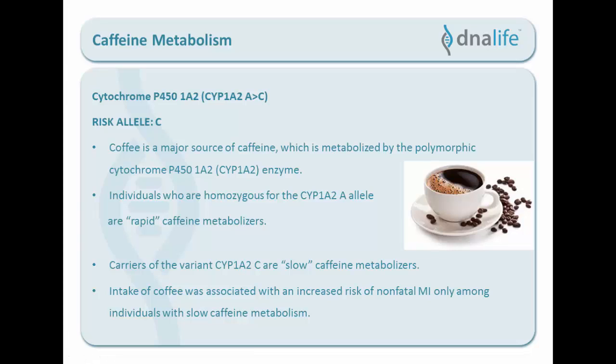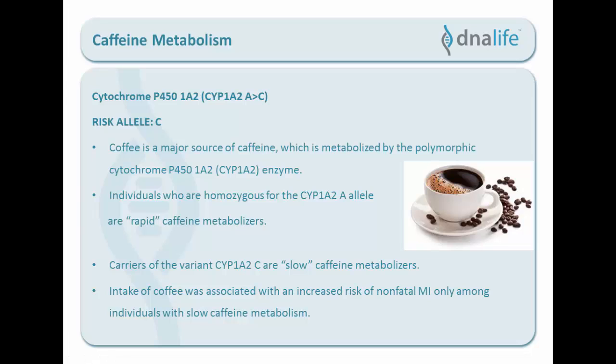So what they have found is that individuals who are homozygous, having 2 copies of the A allele, are rapid caffeine metabolizers. This means that they metabolize caffeine very well. In carriers of the variant C allele, so AC and CC genotype, these individuals will be slow caffeine metabolizers. And so these individuals will not metabolize caffeine as well.